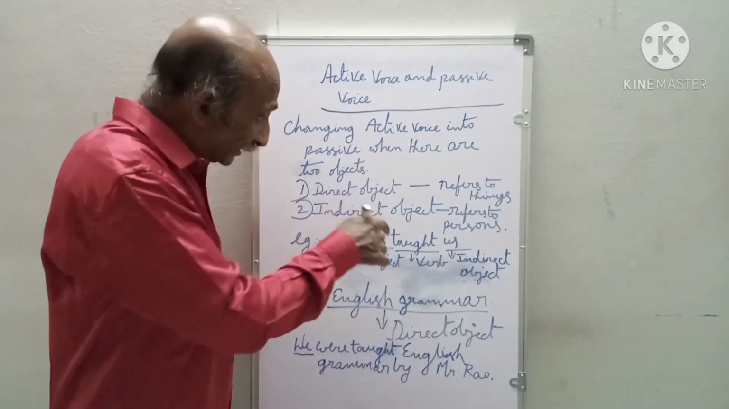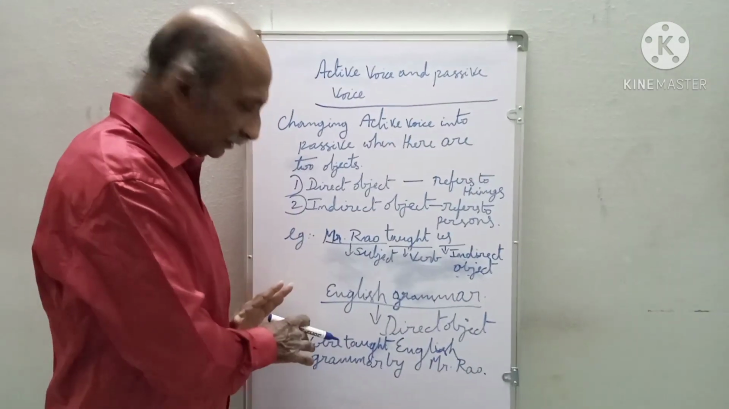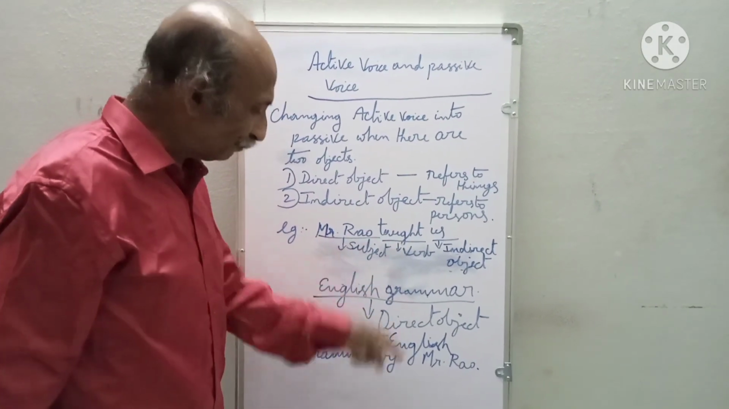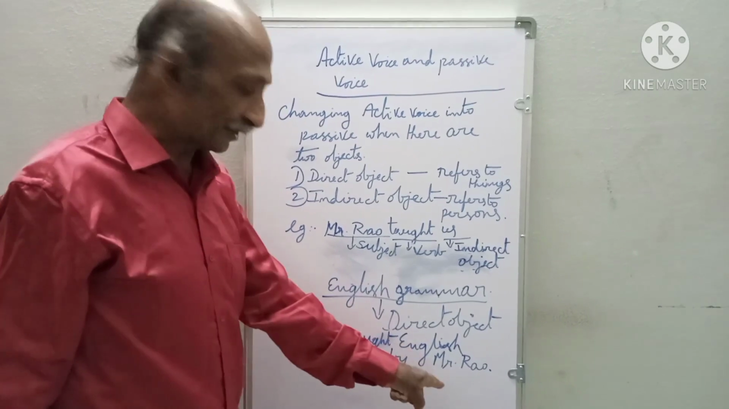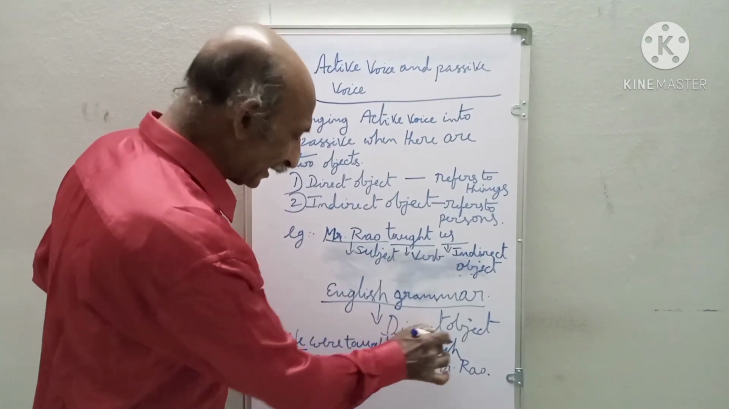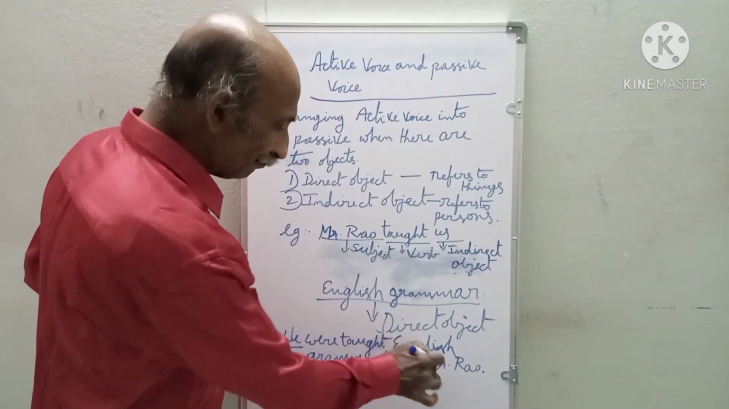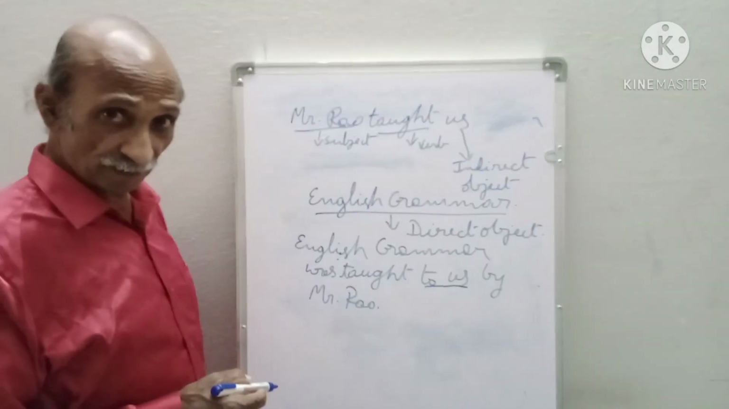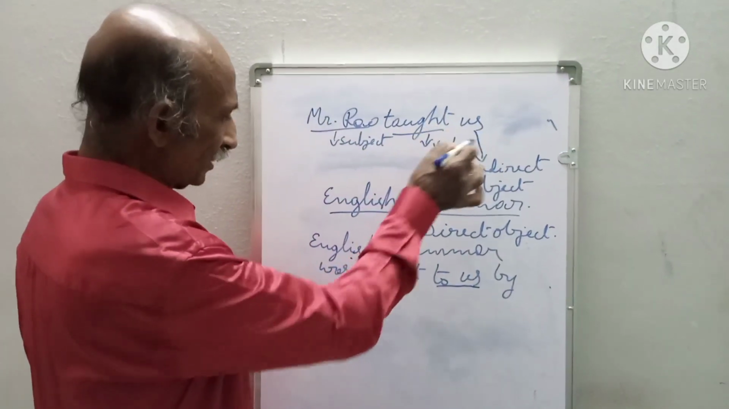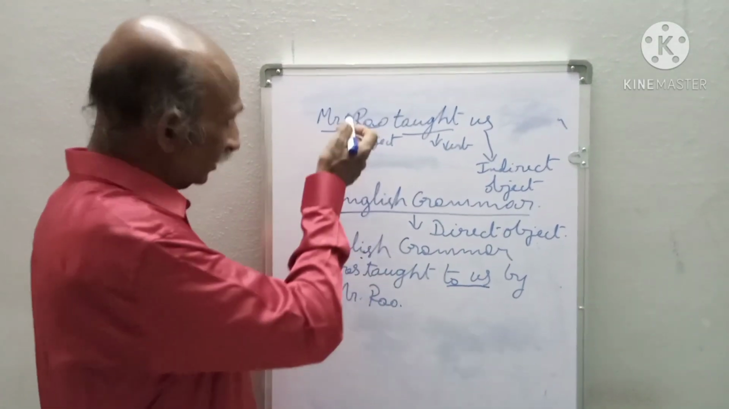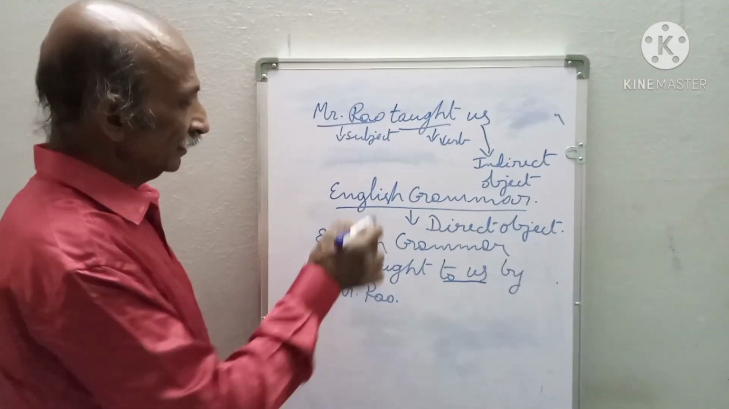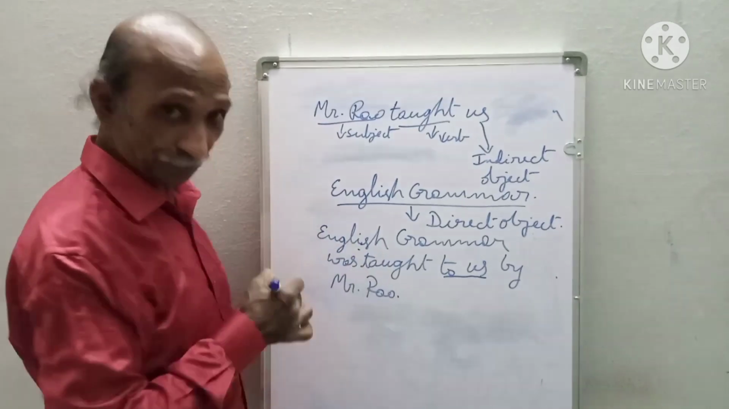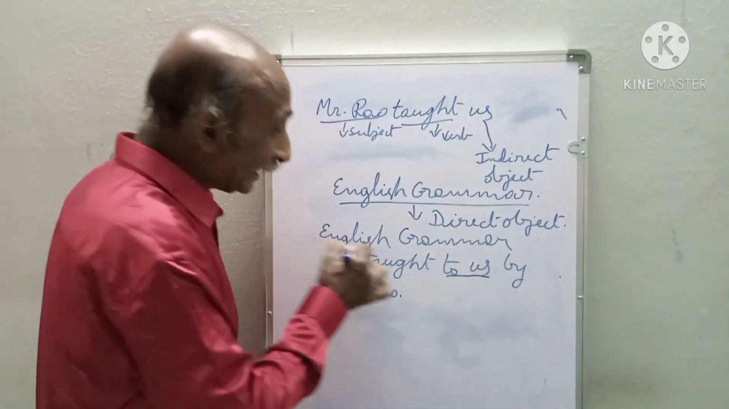Now, one more object has to be used because we already used indirect object. Now, the next one is direct object. That should be used before the agent. So, we were taught English grammar by Mr. Rao. Now, take a look at this example, my dear friends. Mr. Rao taught us English grammar. Of course, I gave the same example here. But now I am going to show you how to write this sentence into passive by using direct object.